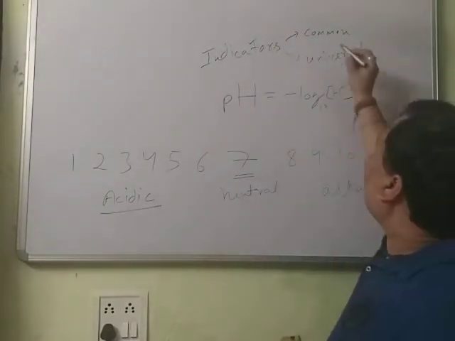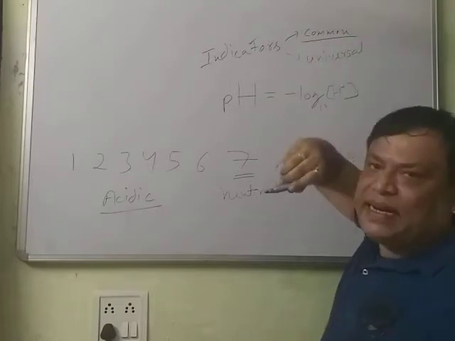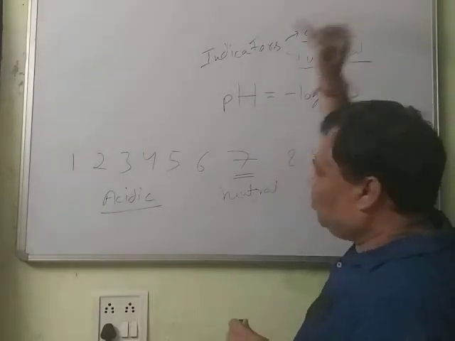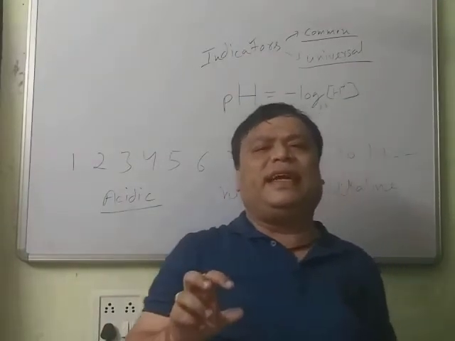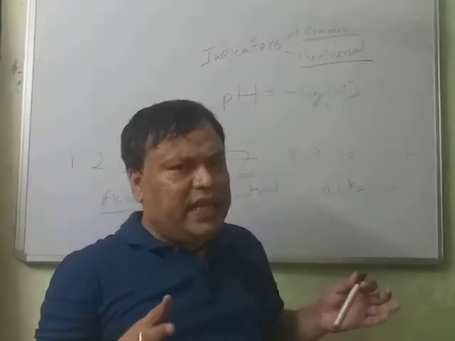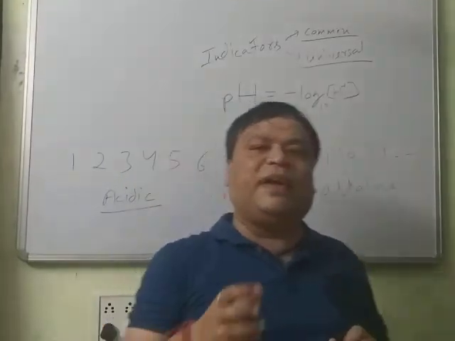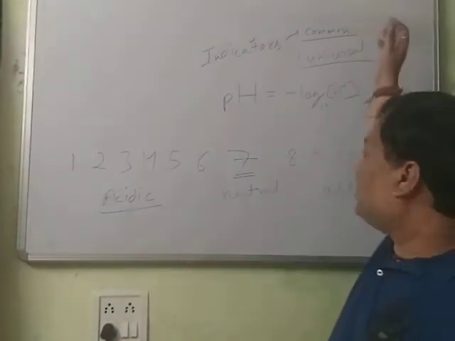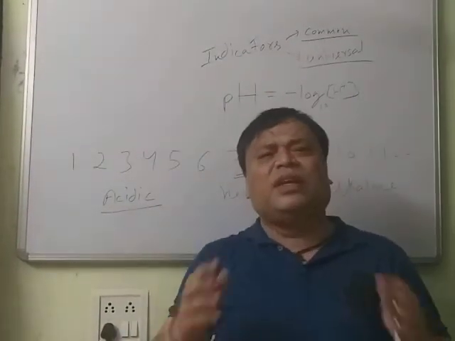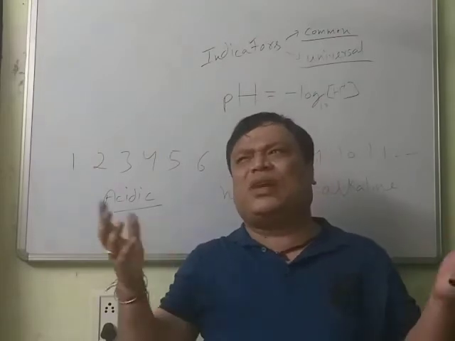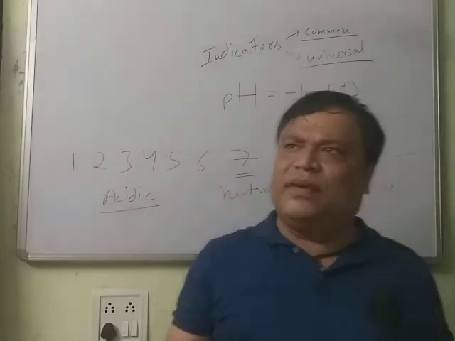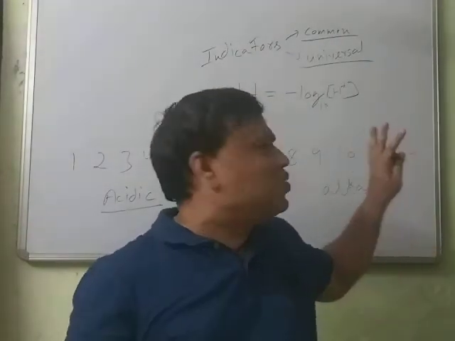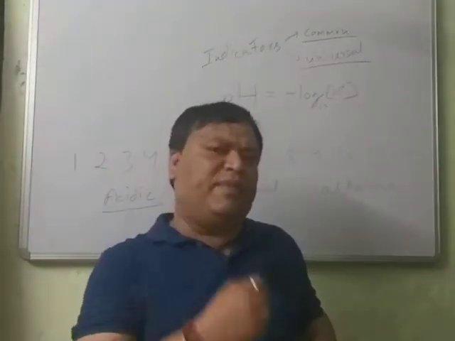Now, indicators are of two types. One is common acid-base indicators, and one is universal indicator. Now, common acid-base indicators, boys, you have seen, even though you have seen universal also, but let me tell you about common acid-base indicators. Because these indicators you have been using since class 6th or 7th, whenever you started going to the chemistry lab, you have used these indicators. Let me give you a name.